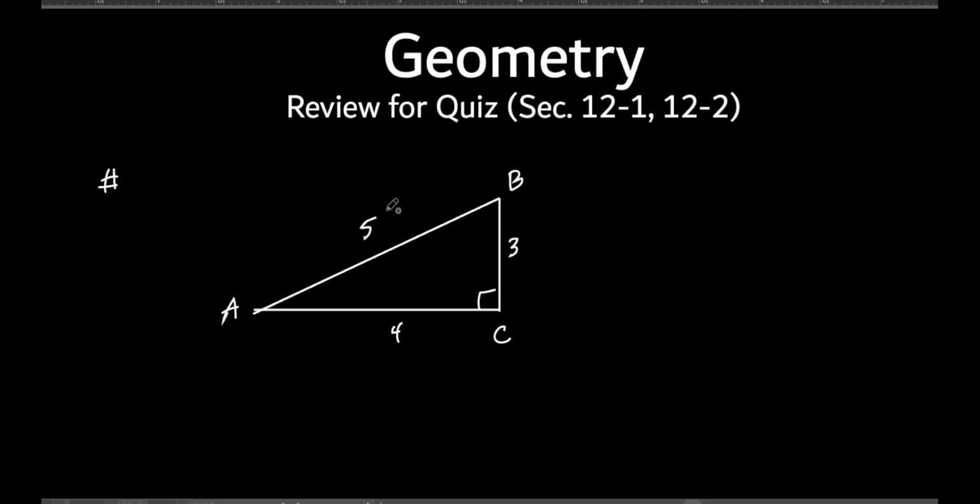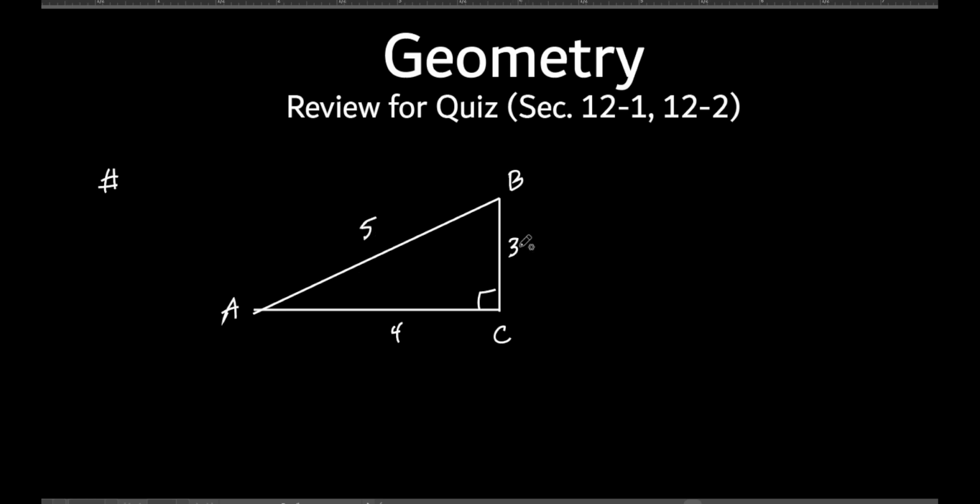All right, let's do an easy one. What I'm going to do is ask you to find the sine, cosine, and tangent of either angle A or angle B. Let's just do A for right now. So what's the sine of angle A? Somebody tell me what the sine of angle A is.